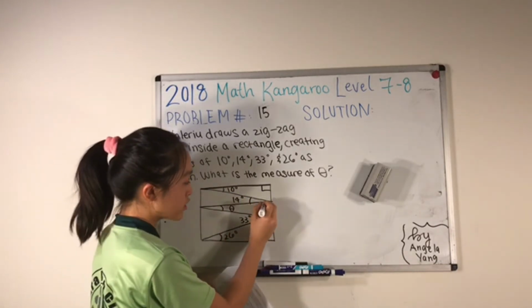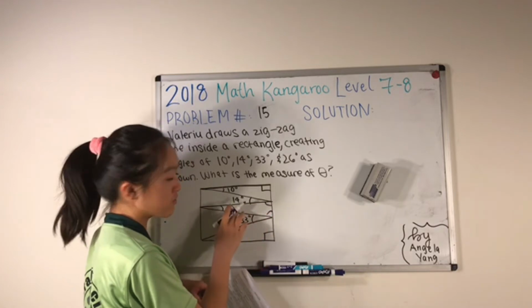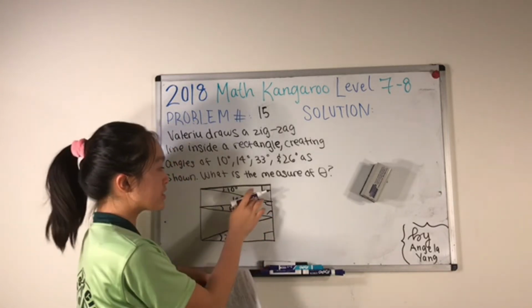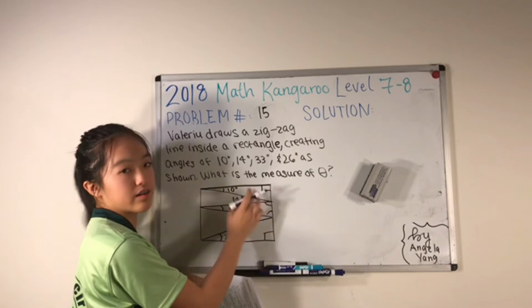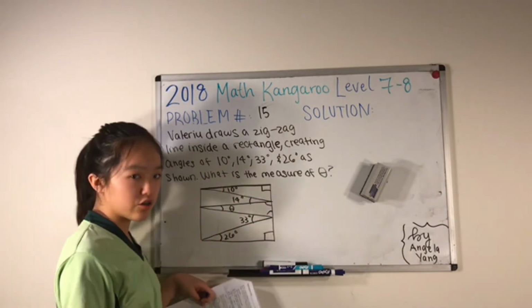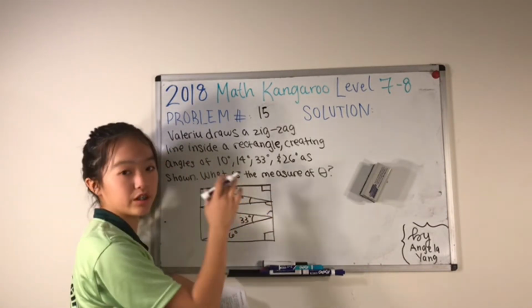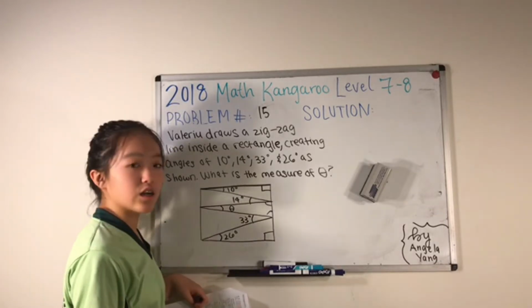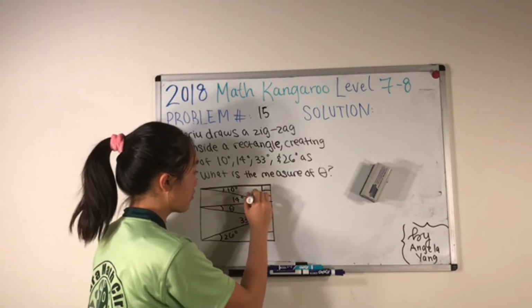We have to solve for these two angles, so we can subtract them from 180 to find what theta is. First, let's start from the edge here. We have 10 degrees and 90 degrees. 10 degrees plus 90 degrees is 100 degrees. 180 degrees, which is how many degrees there are in a triangle, minus 100 degrees is equal to 80 degrees. So over here we have 80 degrees.